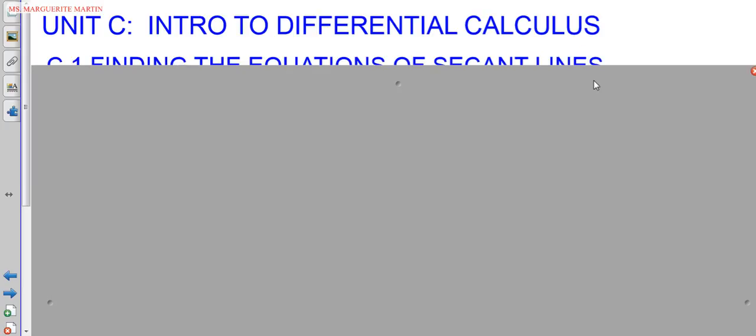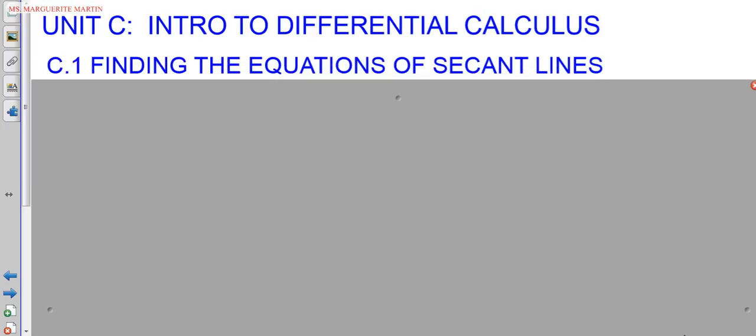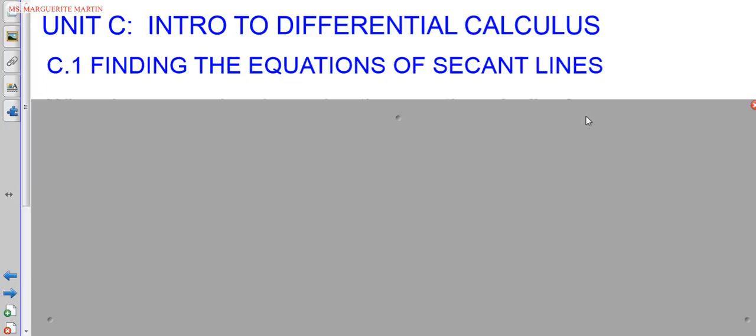This is Unit C, our unit on Calculus, and this is called the Introduction to what is called Differential Calculus. We're going to start off with Section C.1, finding the equations of secant lines. Now I want you to write the following.